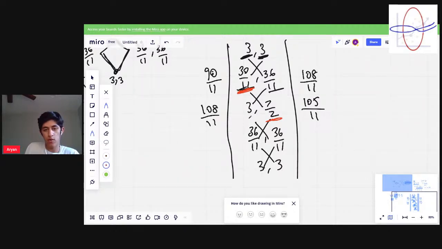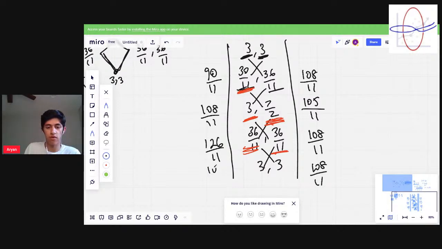Okay, so that's done. Now we want to pick this 3 and this 36/11. That's 108/11. And then we have 7/2 times 36/11. So let's see, this is a little bit more work. You have the 36 and the 2, 18 times 7, you get 126/11. And then we finally end off with 36/11 times 3 is 108/11. And then you have 108/11 again. So this is complete now.